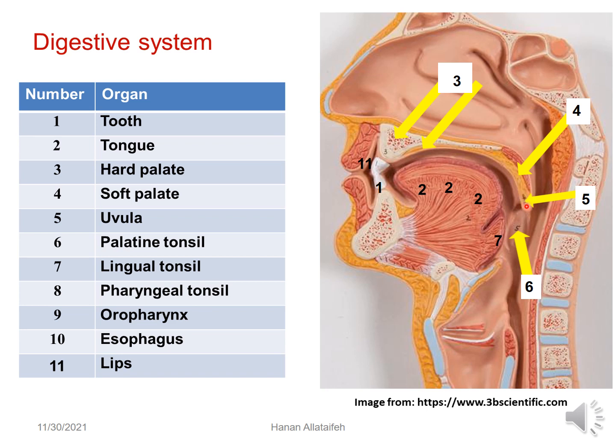tissue. You can notice palatine tonsils. Here we have lingual tonsils and here pharyngeal tonsils, pharyngeal tonsil or adenoids. Also, you can notice here the oropharynx, part of the pharynx posterior to the oral cavity. Here, posterior to the larynx, laryngopharynx, and here the esophagus.